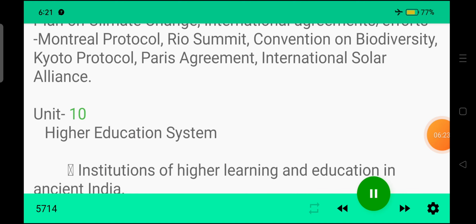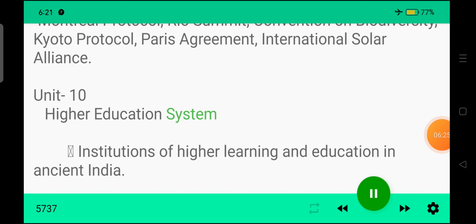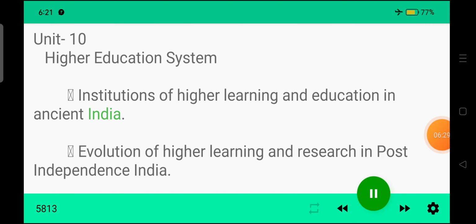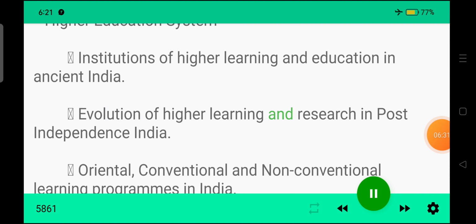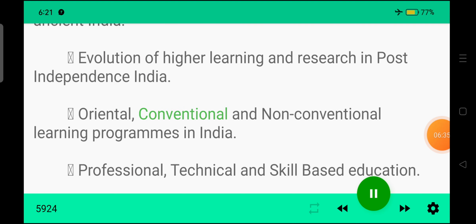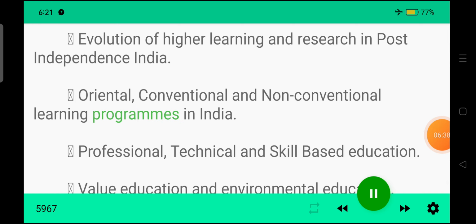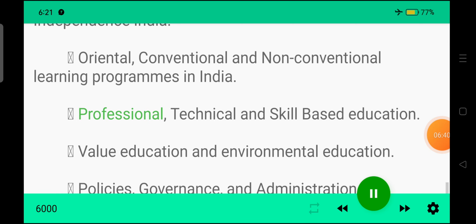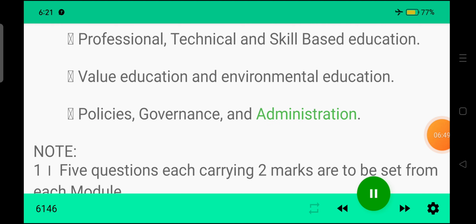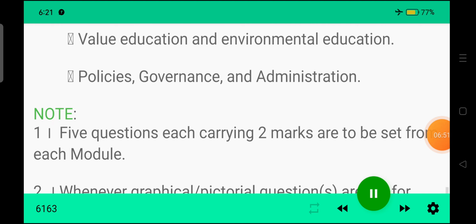Unit 10. Higher Education System. Institutions of Higher Learning and Education in Ancient India. Evolution of Higher Learning and Research in Post-Independence India. Oriental, conventional and non-conventional learning programs in India. Professional, technical and skill-based education. Value education and environmental education. Policies, governance, and administration.